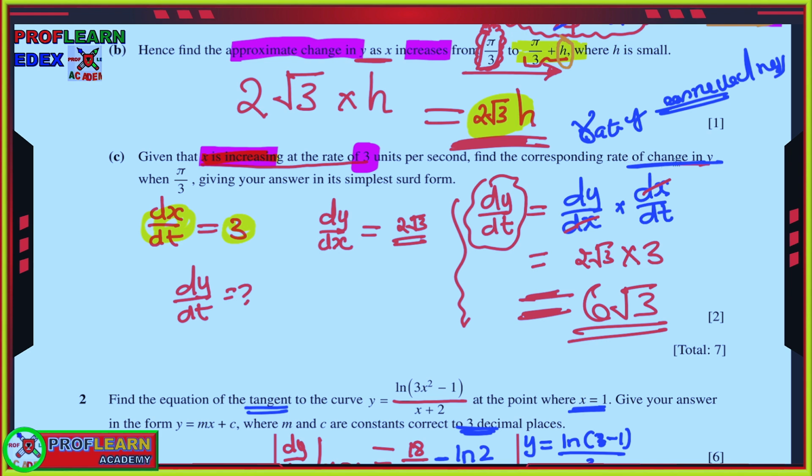Find the corresponding rate of change in y when x is equal to pi over 3.